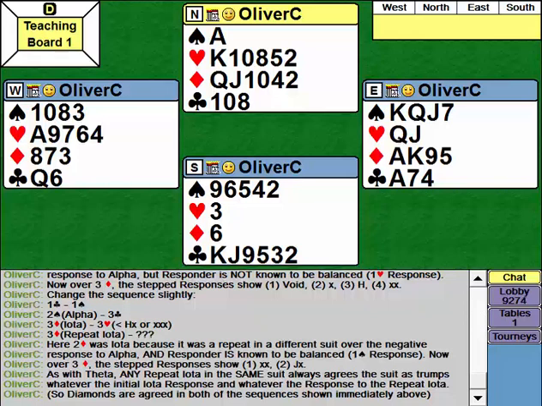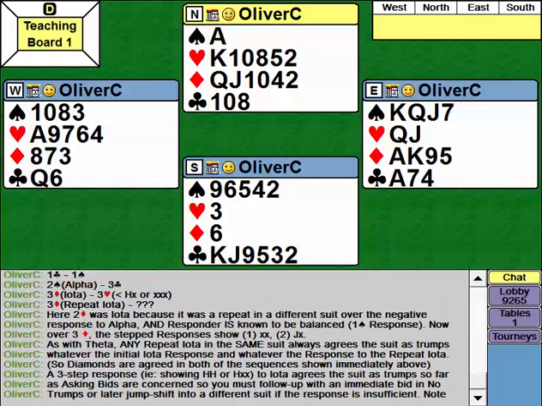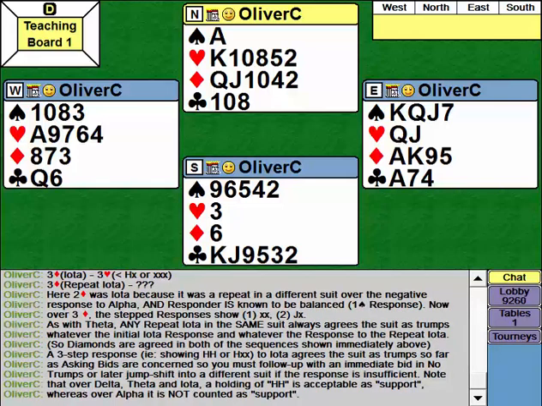Okay, so bear in mind that with theta, a four-step response is needed to agree the suit immediately. With iota, it's a three-step response. So any response that shows two top honors doubleton or three to a top honor or more agrees the suit as trumps initially. And as I've said there, please just note that with theta and iota and delta, a holding of two top honors doubleton is sufficient to agree the suit as trumps, whereas with alpha, it's not.